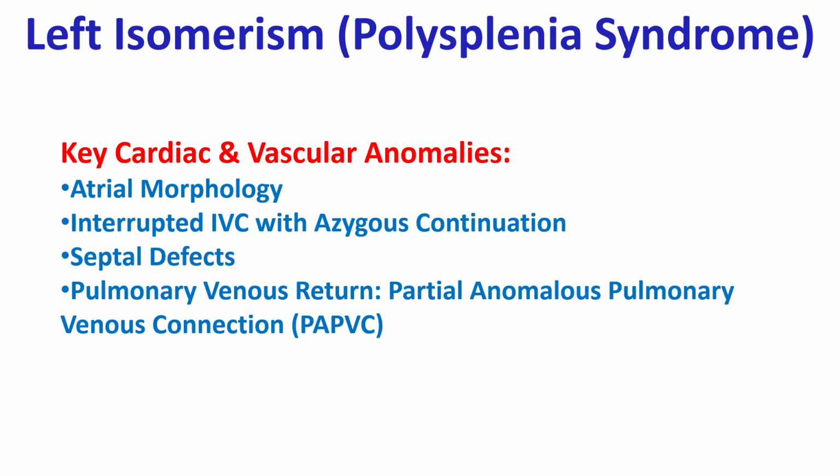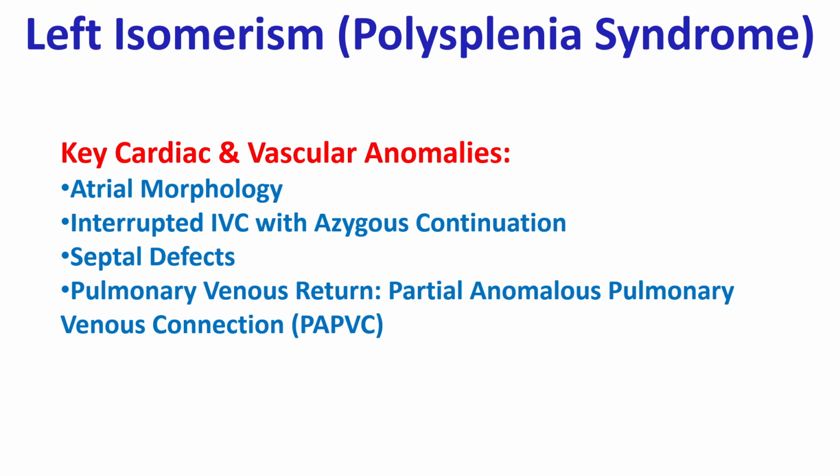Interrupted IVC with azygous continuation, the classic vascular hallmark. The hepatic portion of the IVC is absent. Hepatic veins drain directly into the floor of the atrium, while systemic venous return from the lower body routes via an enlarged azygous or hemiazygous vein into the superior vena cava.